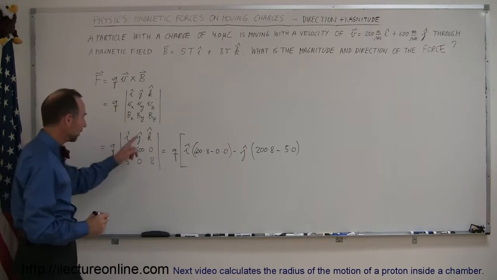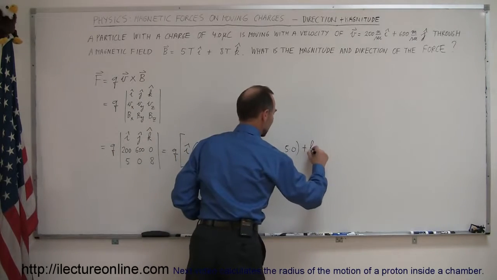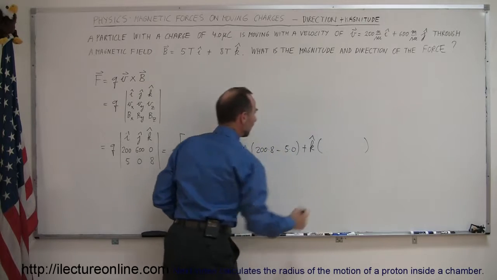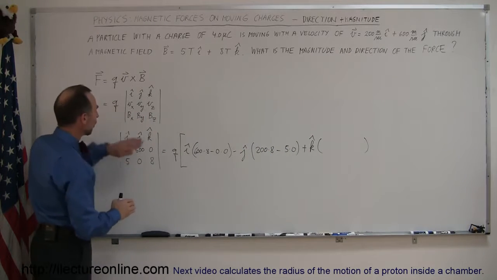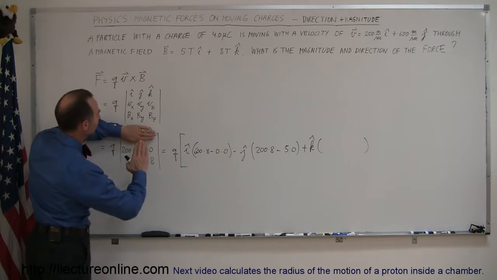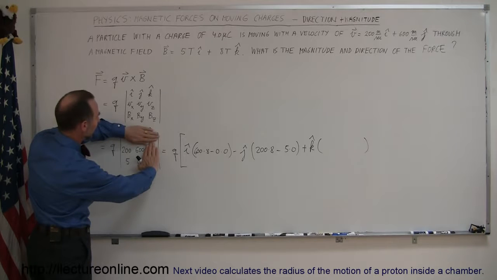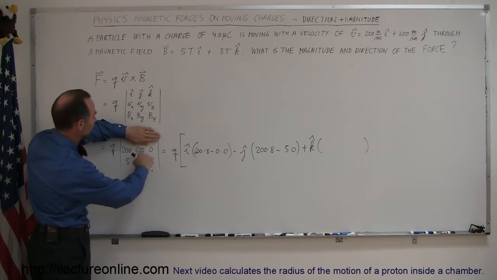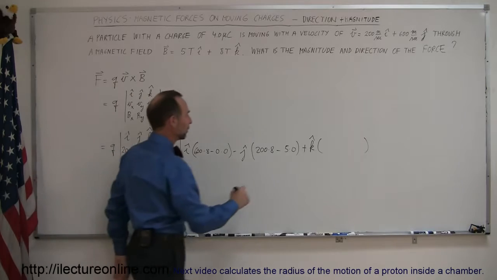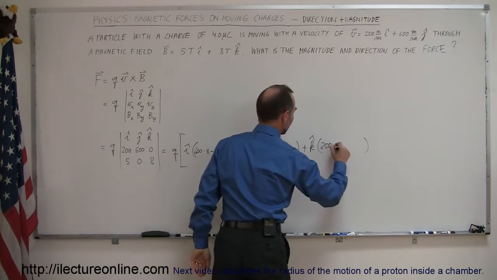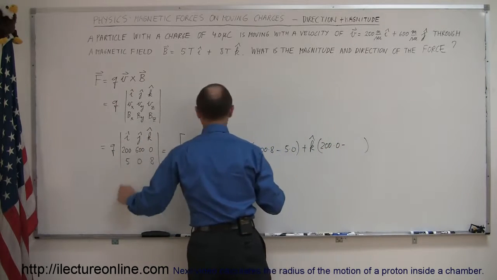And finally, it's plus K times, and again, you hide the row that K is in and the column that K is in, and now you do a product between those two minus the product of those two. So it would be 200 times 0 minus 600 times 5.